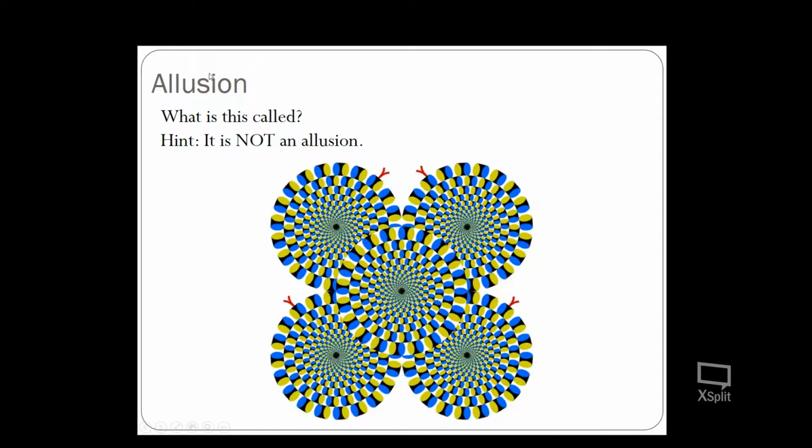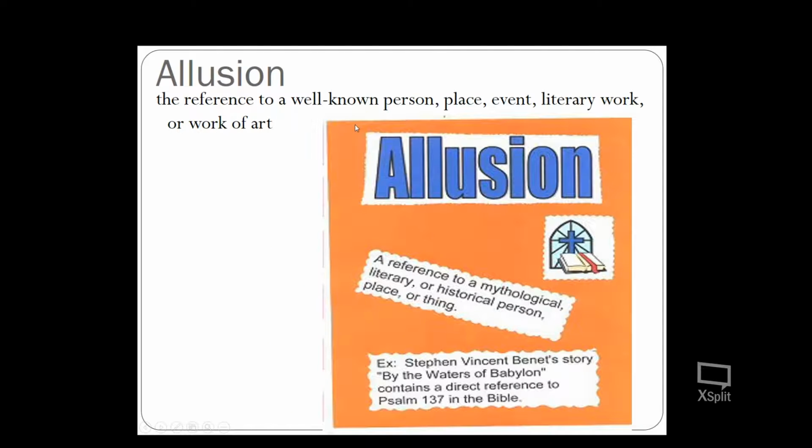Now we have allusion. It's not an optical illusion, but an allusion in a literary work is the reference to a well-known person, place, event, literary work, or work of art. Like, for example, in Martin Luther King's speech, he says like 7 years ago. That's an allusion back to actually Abraham Lincoln's speech.